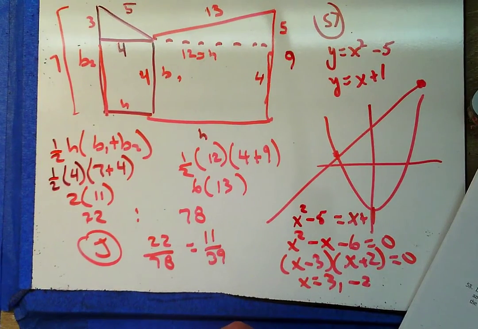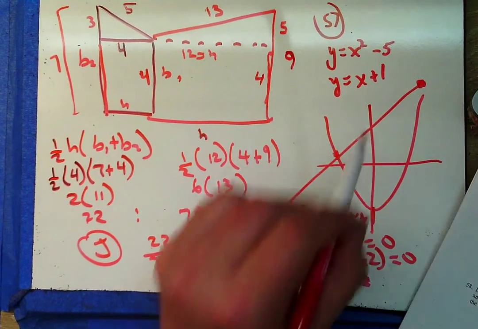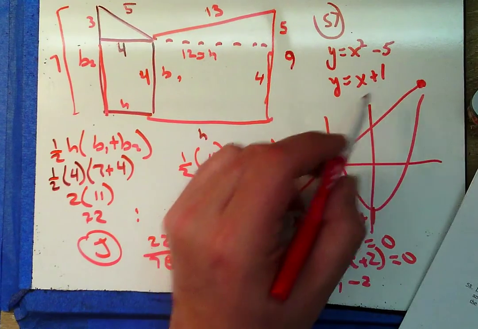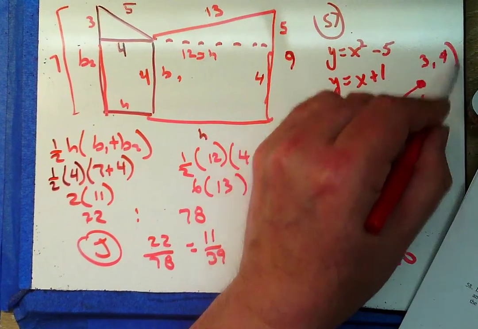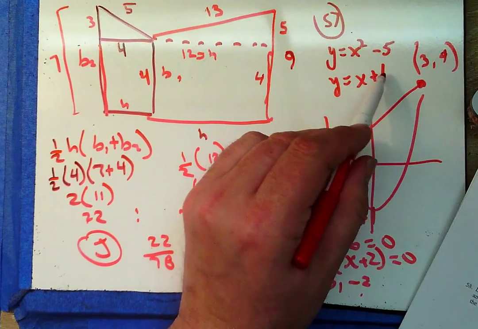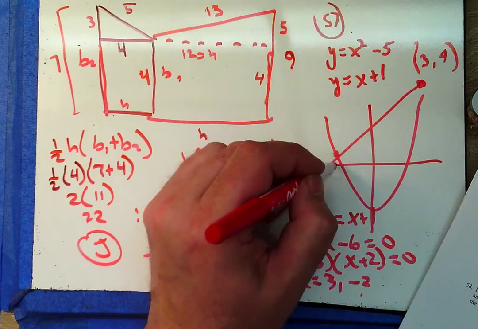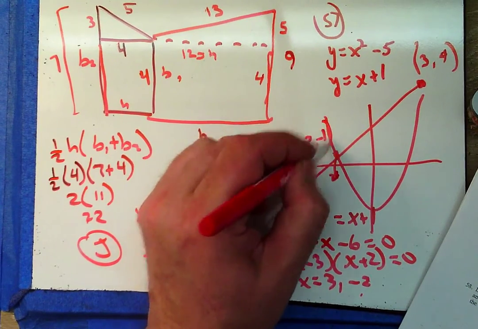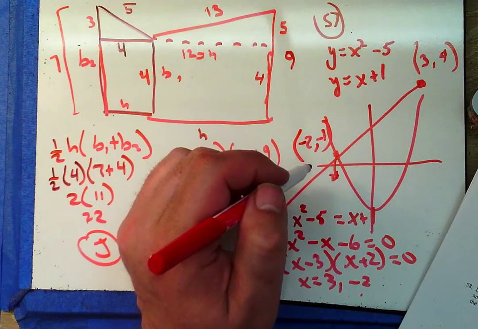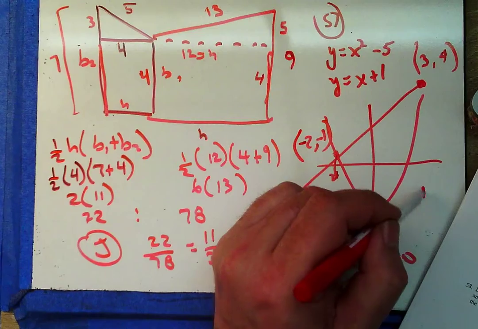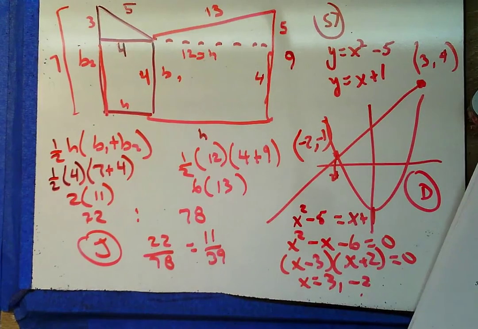Now, if I take this 3 and I plug it in there, 3 plus 1 is 4, so my ordered pair here is 3, 4. And if I take this negative 2 and plug it in here, negative 2 plus 1 is negative 1. So this is really supposed to be down here at negative 2, negative 1. And those are our 2 ordered pairs for intersection, which correspond to choice D. D for number 57.